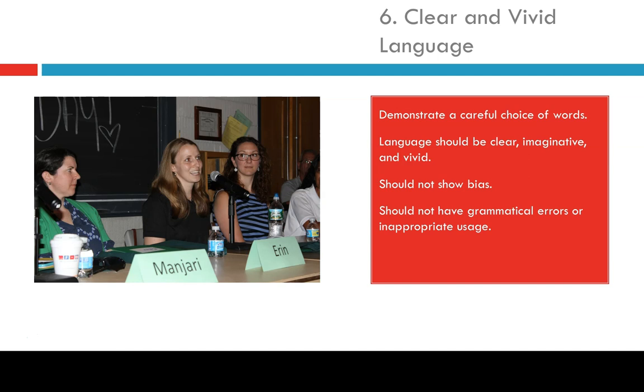The beginning speaker selects language that is adequate to make her point. She has some errors in her grammar and occasionally uses slang, jargon, or awkward sentence structure. The ineffective speaker has many errors in her grammar and syntax. She also mispronounces words and extensively uses slang, jargon, and/or sexist or racist terms.